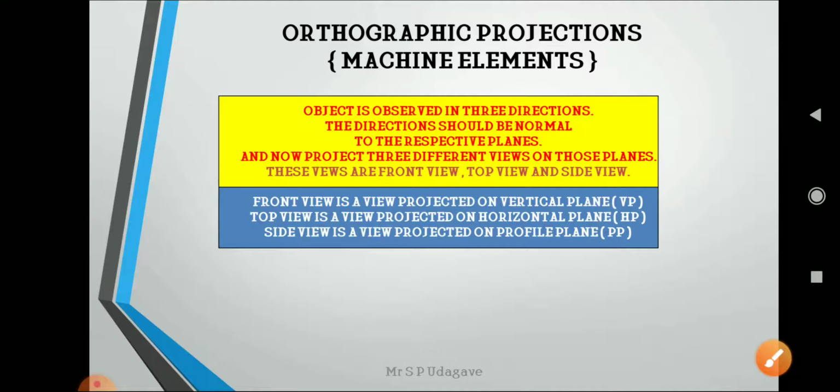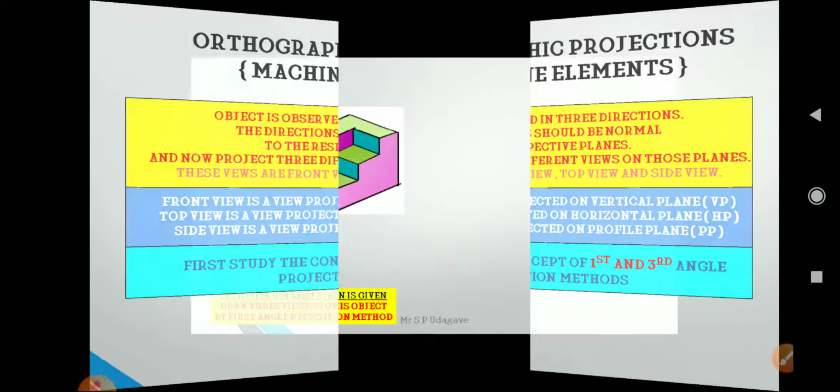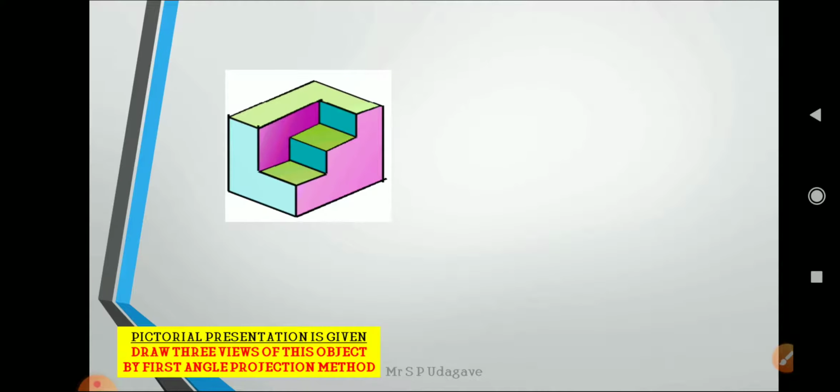Front view is a view projected on the vertical plane, VP. Top view is a view projected on the horizontal plane, HP. Side view is a view projected on the profile plane, PP. First we can study the concept of the first and third angle projection methods. So we go through the problem that is related with the first angle.